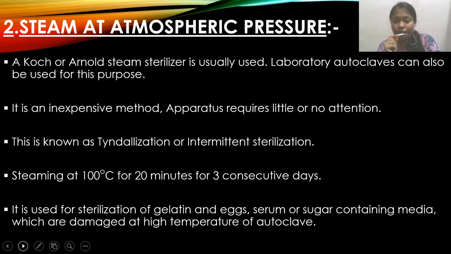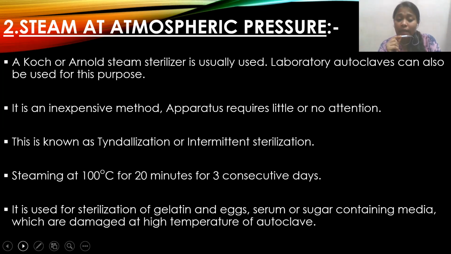Second one is steam at atmospheric pressure. The Koch or Arnold steam sterilizer is usually used. Laboratory autoclaves can also be used, but mostly the Koch or Arnold steam sterilizer is used. It is an inexpensive method. The apparatus requires little or no attention. It is also known as tyndallization or intermittent sterilization. It occurs at 100 degrees Celsius for 30 minutes for 3 consecutive days. Each day, 30 minutes are required.